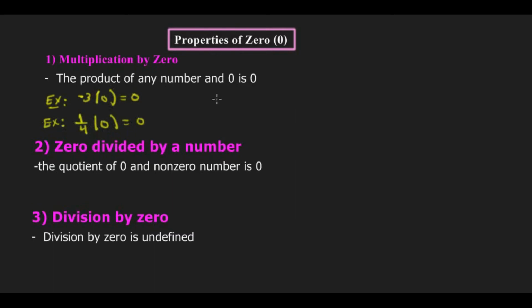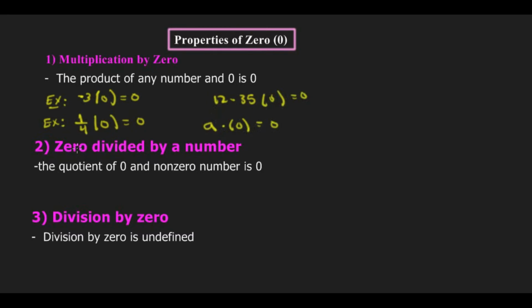If we use a decimal number like 12.335 multiplied by 0, the answer is going to be 0. So if we have any number, call it a, multiplied by 0, the answer is going to be 0. This is the first part.